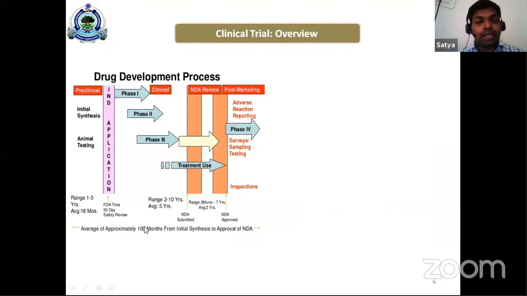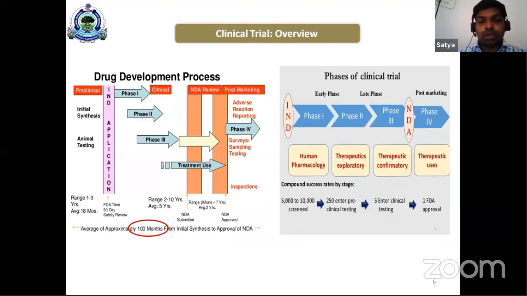Overall, for any drug coming to market, it takes around 100 months from initial synthesis to NDA approval. It is a huge amount of time and involvement of people, almost 10 to 15 years for the overall program. Consider the quantum of work: in the synthesis stage, if you screen 5,000 to 10,000 molecules, 250 will enter preclinical testing, and from those 250 molecules, 5 will enter the clinical phase. It doesn't mean every drug passes the clinical trials; finally one drug will be approved. You can imagine how much work and cost is involved in clinical trials. This picture gives a clear idea of that.